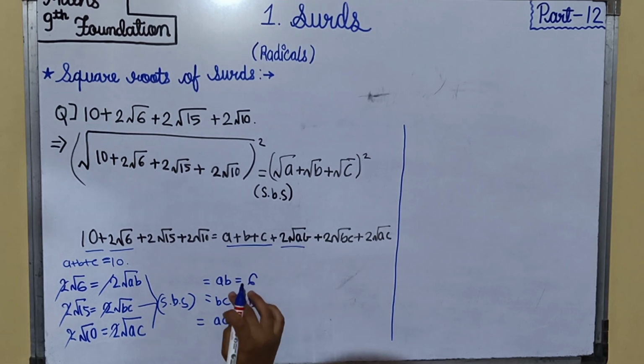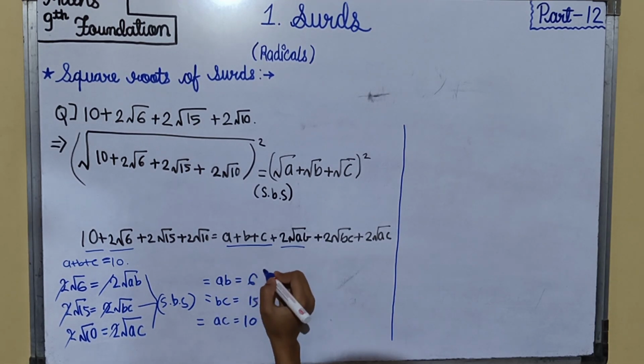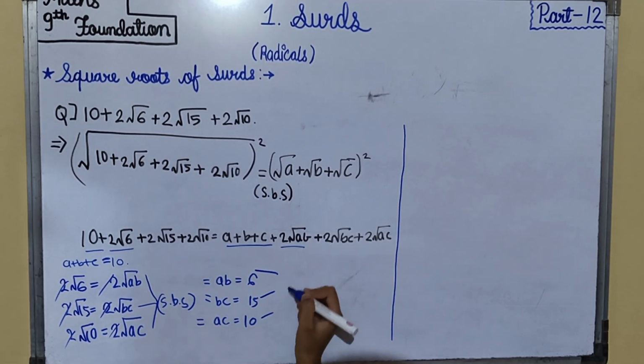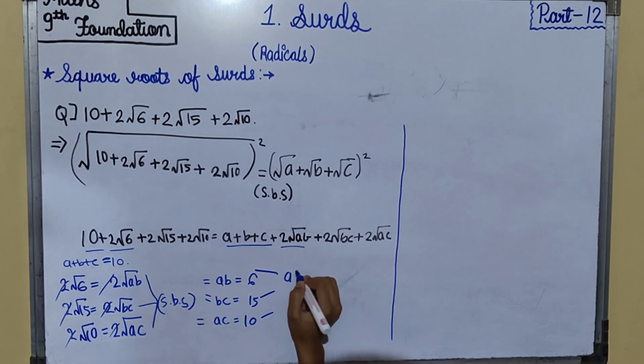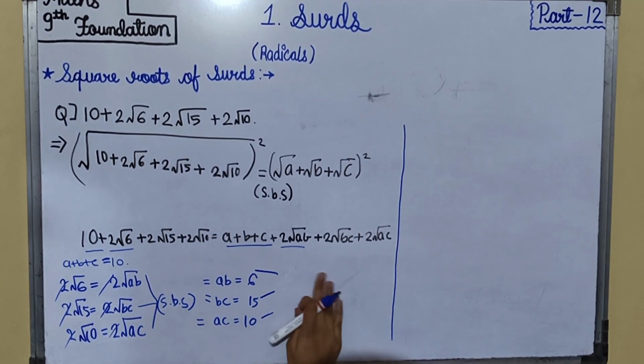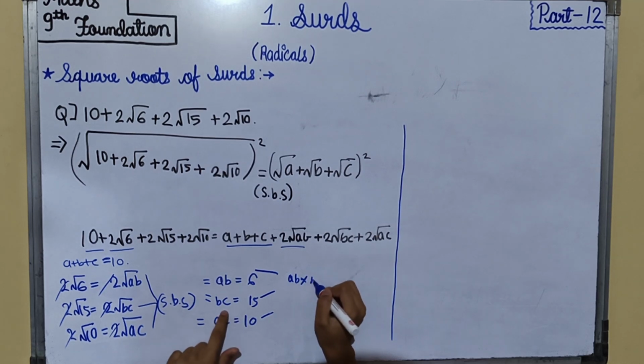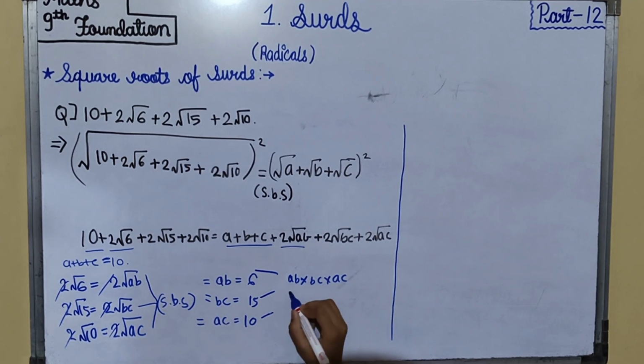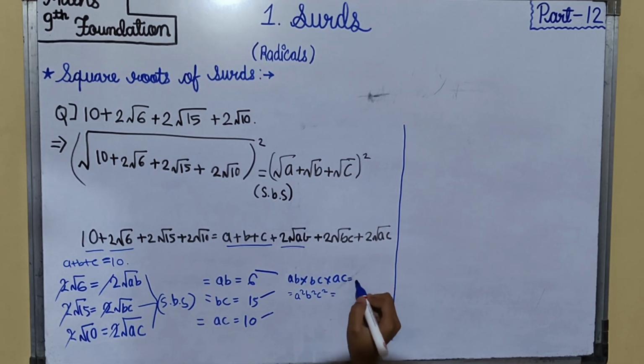Now there are three numbers. So we will multiply: ab into bc into ac will be equal to a square b square c square, and that will be equal to 6 into 15 into 10.